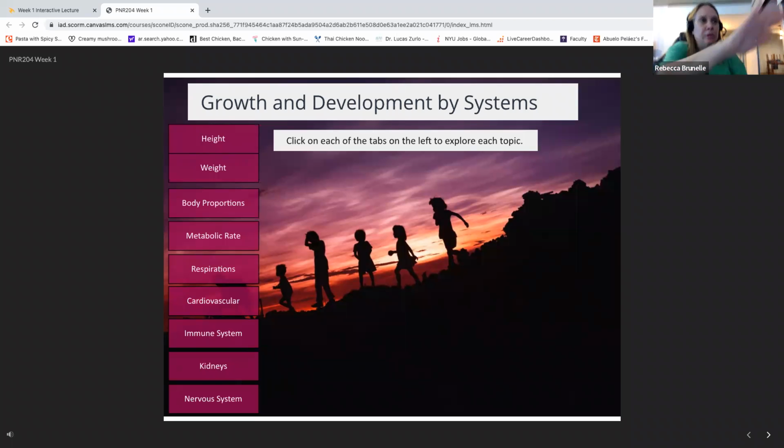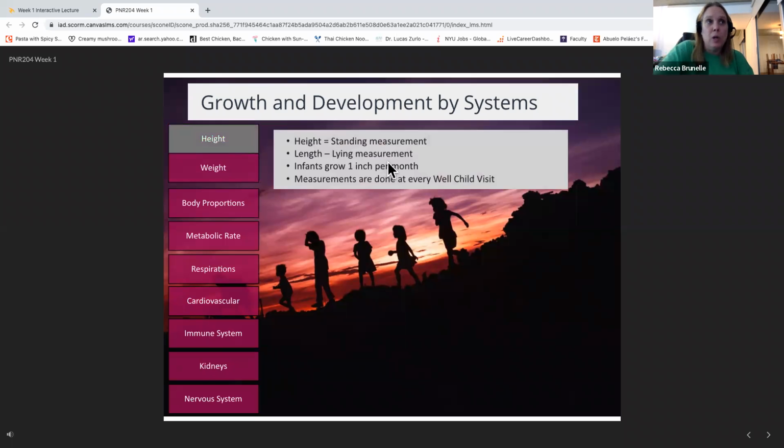So we're going to go over this information. This is starting as an overview, and for a lot of this, we'll go into more information as we go on. So height and weight are checked at every well child check, and then OFC, or head circumference, is checked until age 2. Height, when they're able to stand, so usually after age 2, you do it when they're standing up, and before that you lie them down.